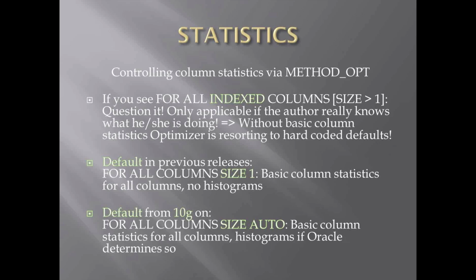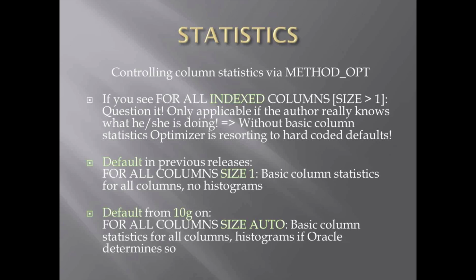You should really question it, because you have to really understand what it means. It might be appropriate, but I think in most cases where I've come across it, it is not reasonable, because if you do this, it basically means that you only get column statistics for indexed columns. For all other columns that are not covered by any indexes, you won't get any statistics at all. If you don't have any column statistics, the optimizer basically resorts to hard-coded defaults. It's basically completely clueless. So if you see something like that, think about it. It probably doesn't make sense and might cause you a lot of trouble.